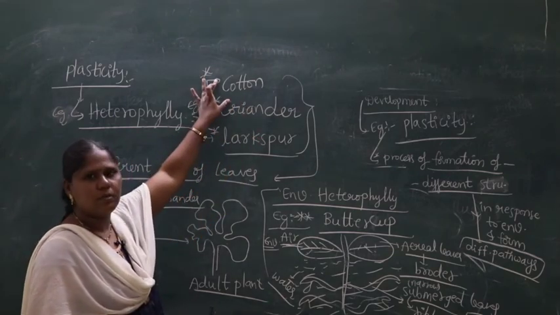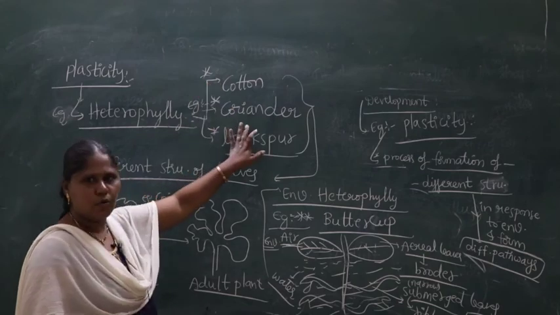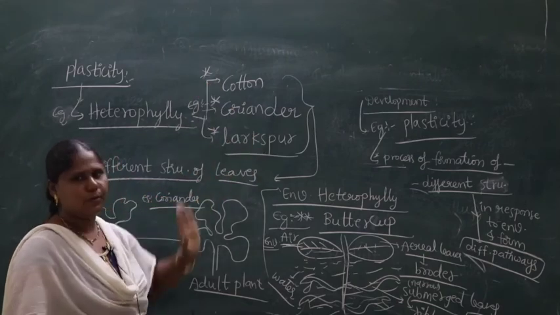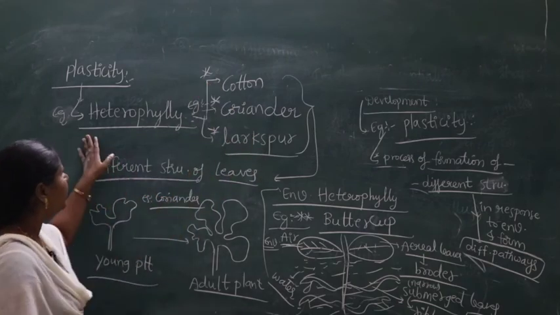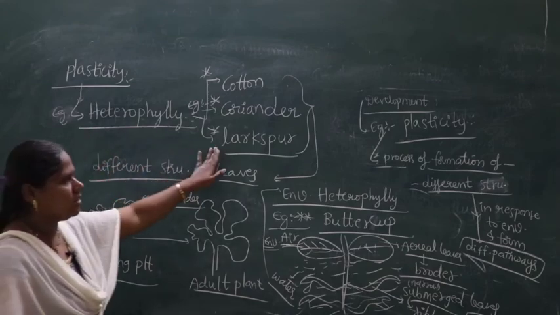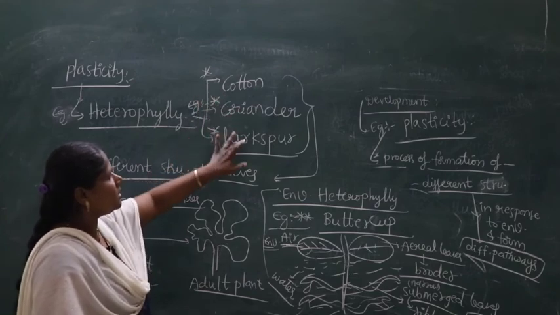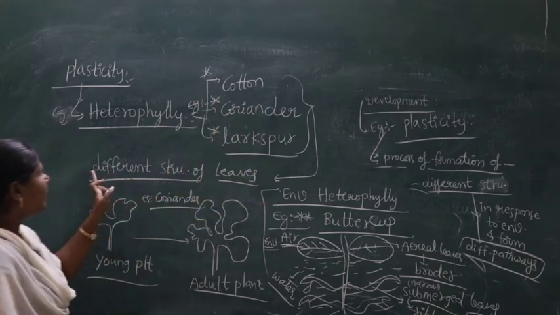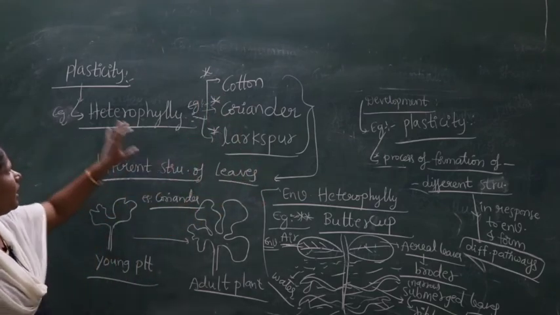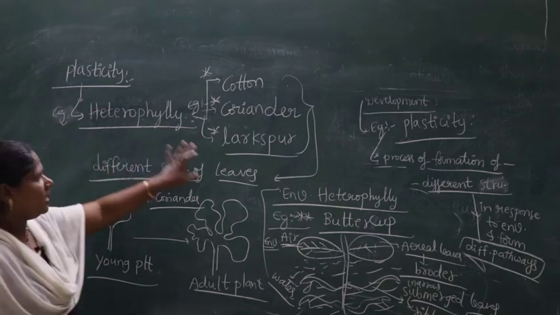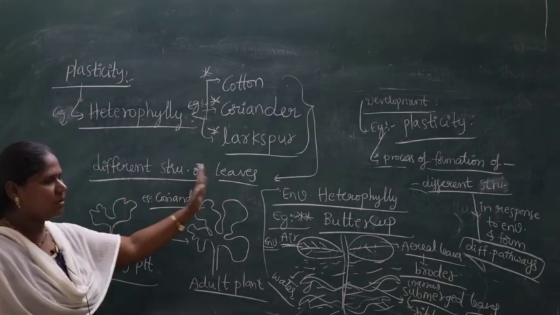So, cotton, you know, Ricinus, right? And coriander, you know, Coriandrum sativum, and larkspur. These are the three plants. What you find here is the heterophylly condition. In these three plants you can see different structures of leaves. Hetero means different structure, phylly means leaves.